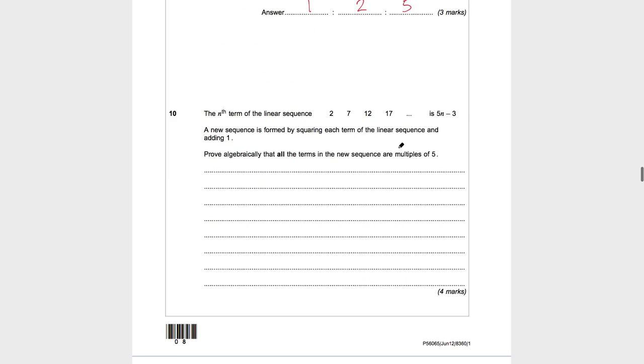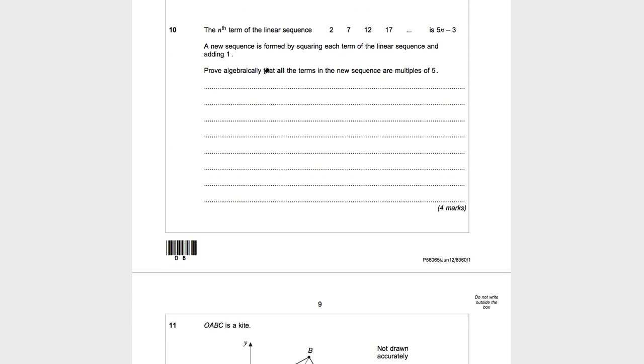Next question, nth term of the linear sequence is 5n minus 3. A new sequence is formed by squaring each term of the linear sequence and adding 1. Prove algebraically that all the terms in the new sequence are multiples of 5. So everything in this sequence follows the algebraic rule 5n minus 3. New sequence is formed by squaring each term of the linear sequence and adding 1. So that is every term equals (5n minus 3) squared, squaring each term and then adding 1.